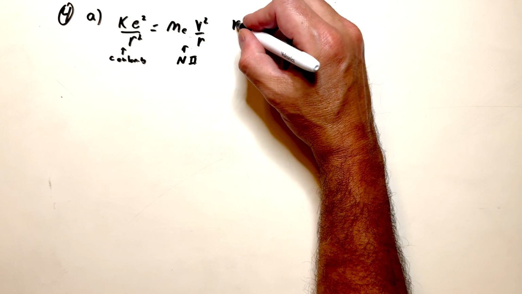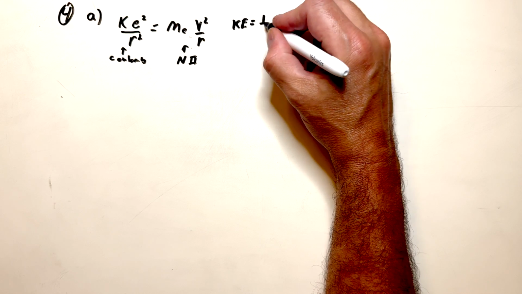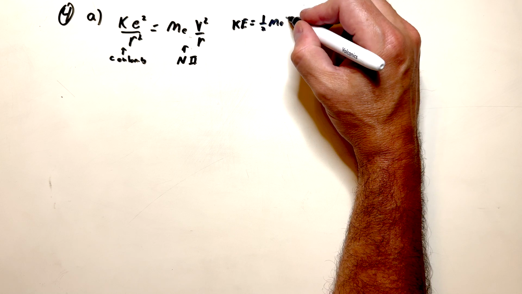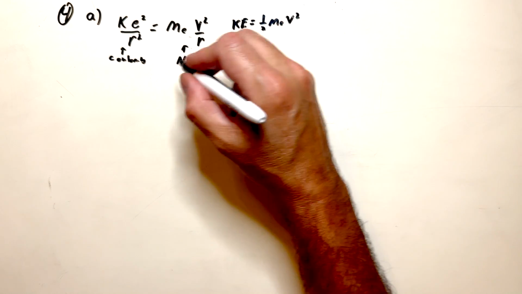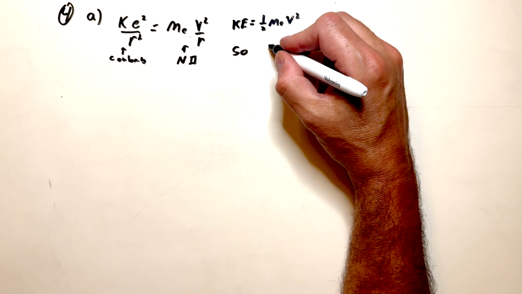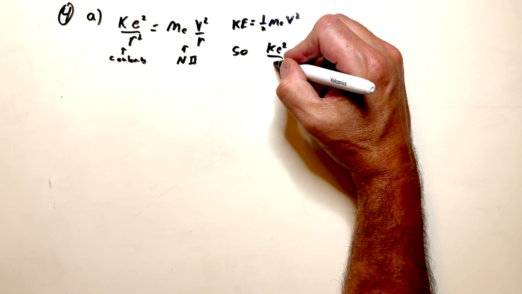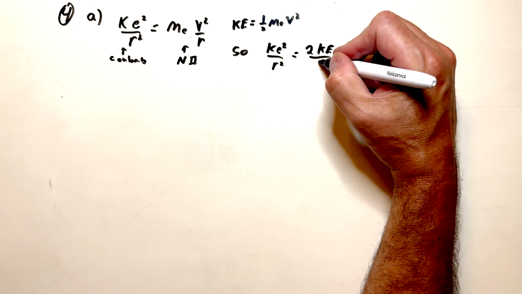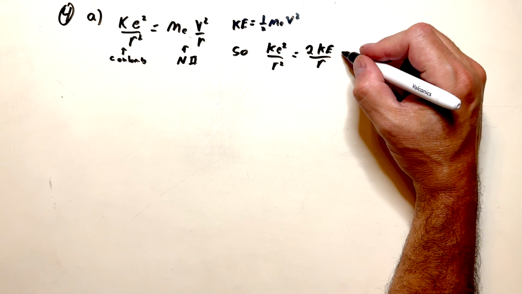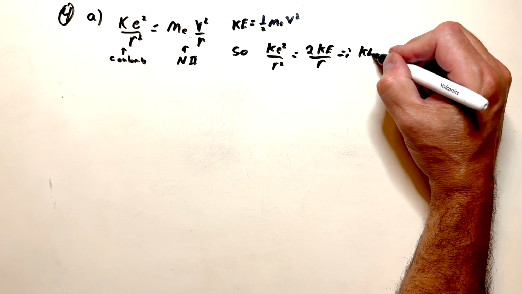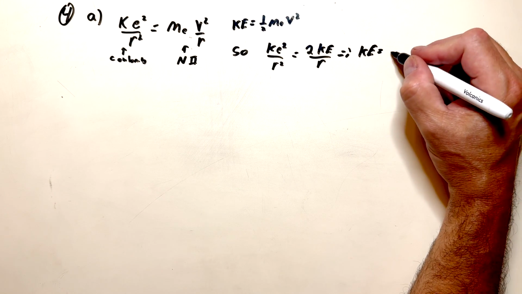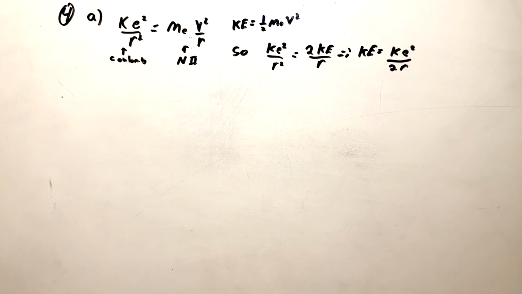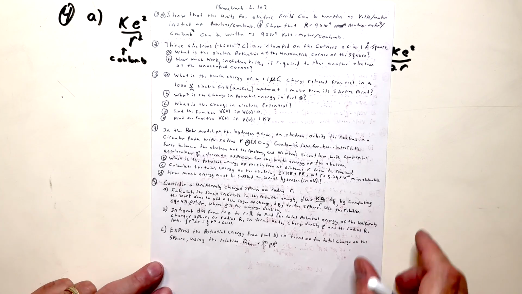However, the kinetic energy, KE, is going to be equal to 1/2 m sub e v squared. So we can get that k e squared over r squared will be equal to 2 times the kinetic energy divided by r. And then we'll just solve for the kinetic energy. And that says that the kinetic energy is equal to k e squared over 2r.